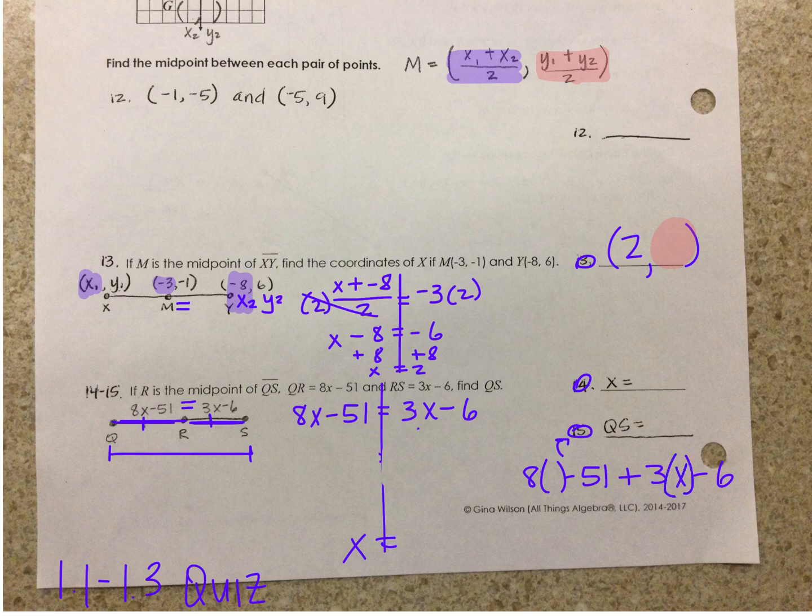Okay. And then you just, it'll be whatever the x is, it'll be a number. And then you just type that straight up in your calculator and you get QS.